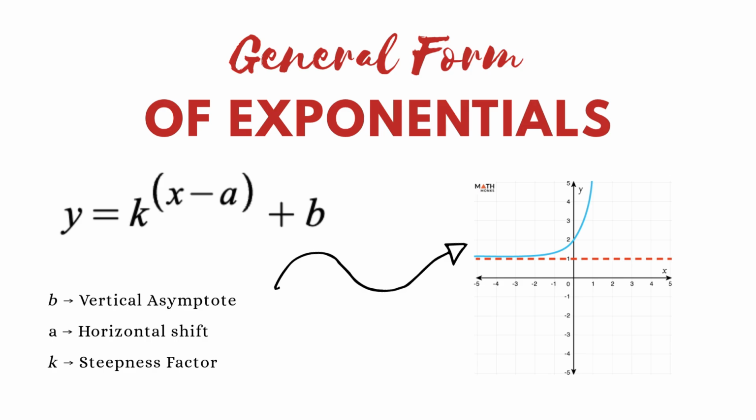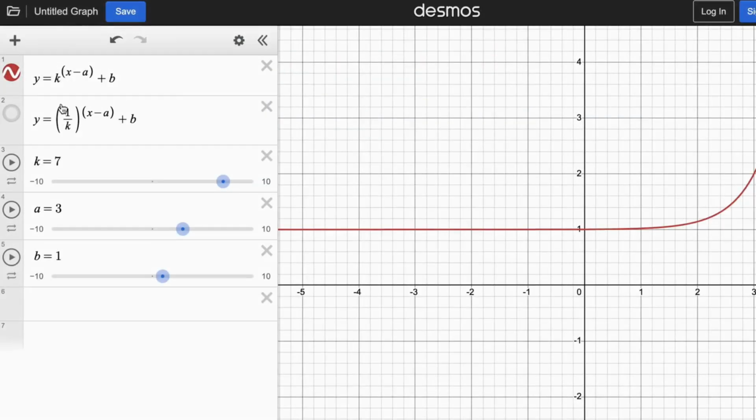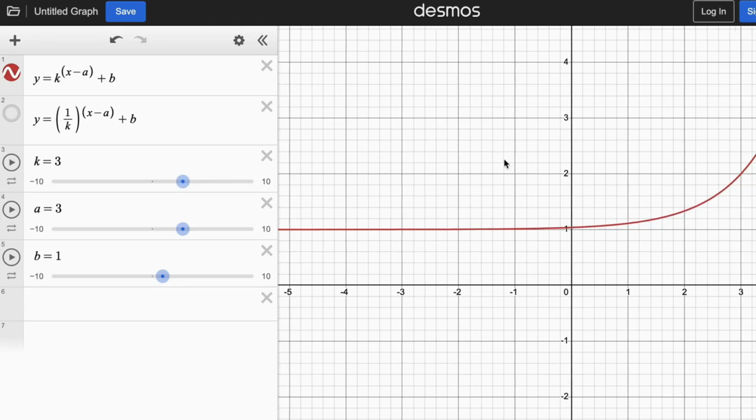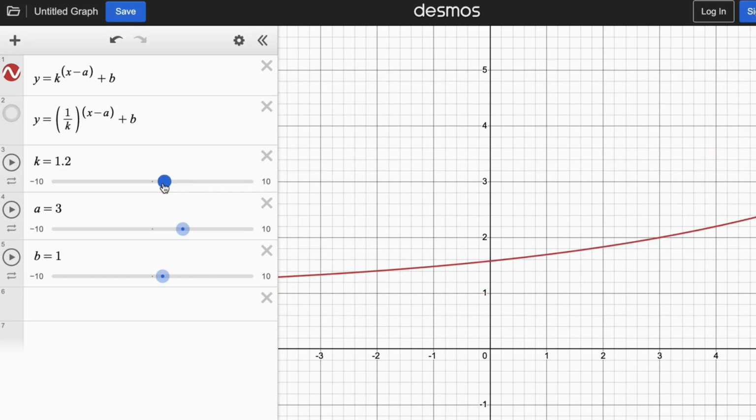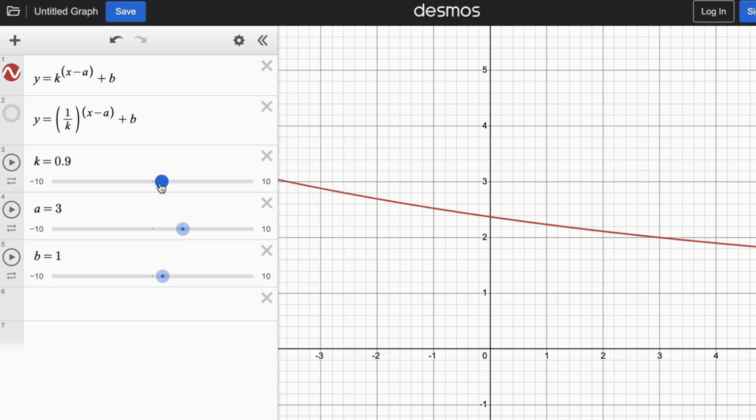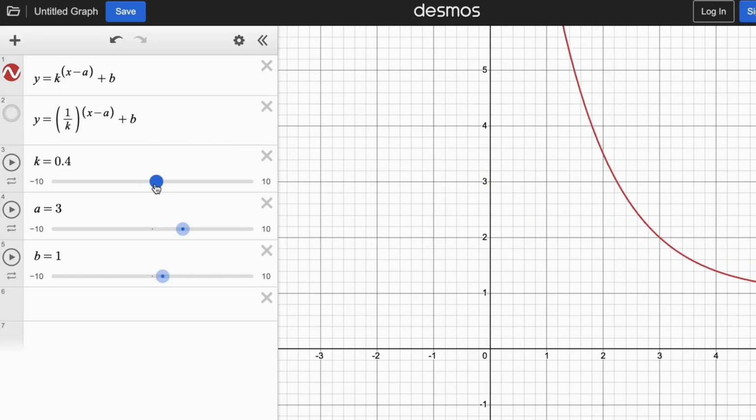We've also got the horizontal shift, and we've got our stretch factor, which is our k. Our a is our horizontal shift. So now let's see how this really looks on Desmos. The general formula for exponentials. And now let's see what happens when we change each variable. Now notice, as k is decreasing, the graph is stretching out more, and as soon as we go below 1, the graph flips around. And it happens very quickly.